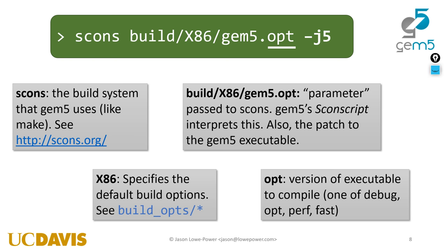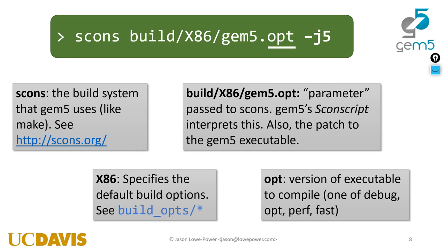Fast gets rid of all the debug flags and also compiles out all of the asserts and panics in gem5. So if there is a bug in your code that you have an assert or panic to check and you run fast, that assert and panic won't happen if there's a bug. But if there isn't a bug, then it will run much faster with fast than with opt.